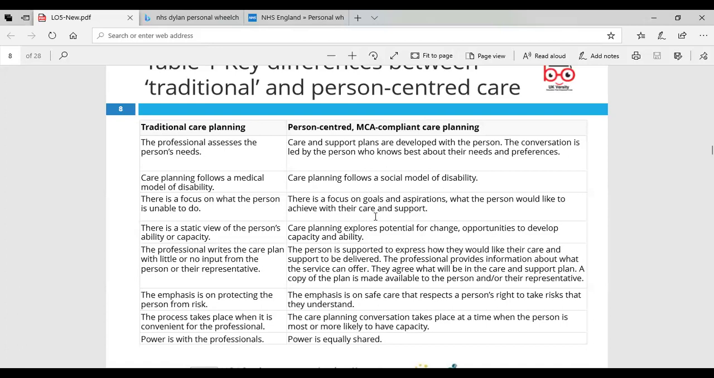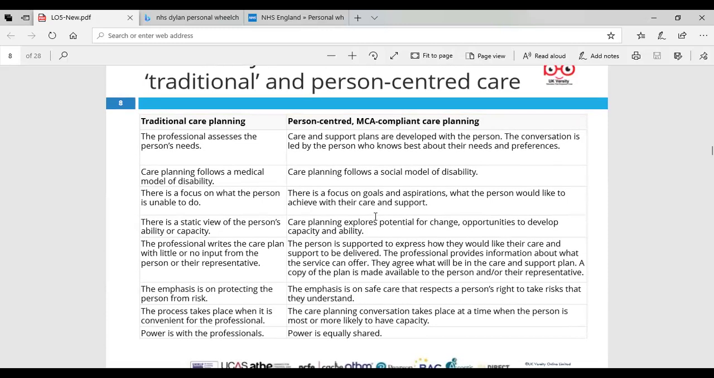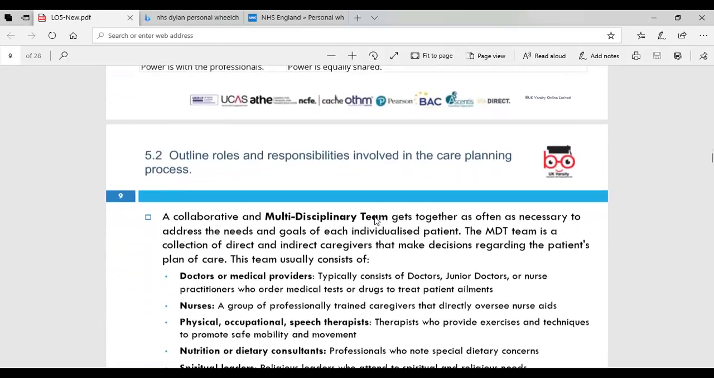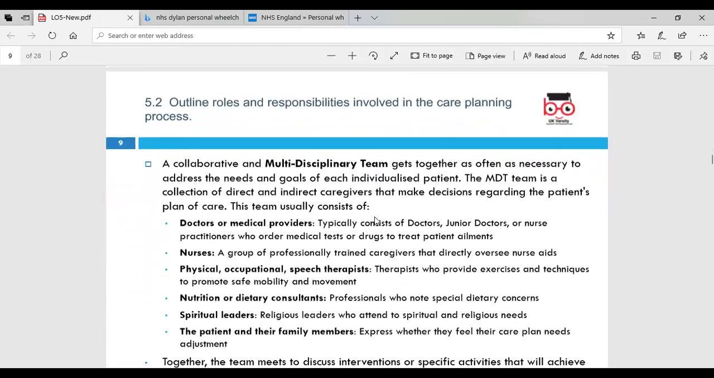Now it is respecting the person's rights to take risks that they can understand and deal with. So it's positive risk taking again. The process initially took place when it was convenient for the professional, but now it's about the convenience of the person who needs the care. Power was with the professionals earlier, but power is now equally shared between the professionals and the person who requires the care. So there are certain roles and responsibilities involved in care planning.